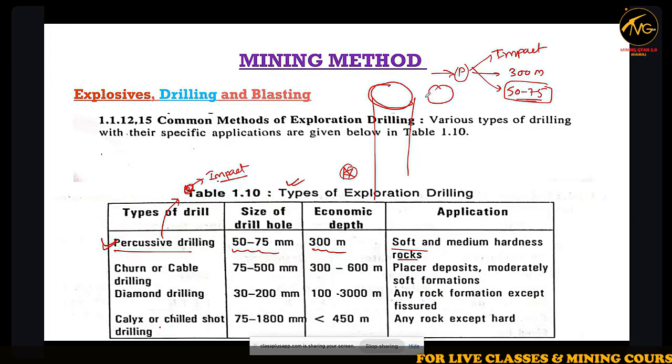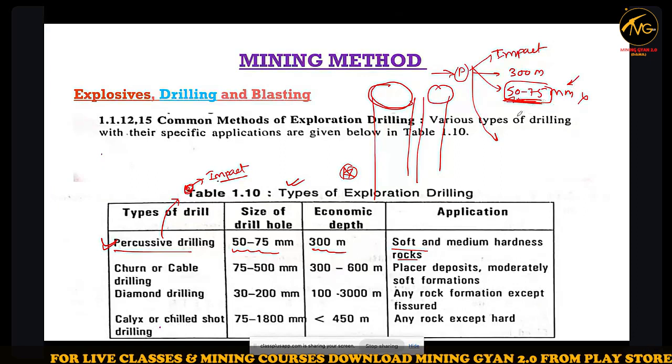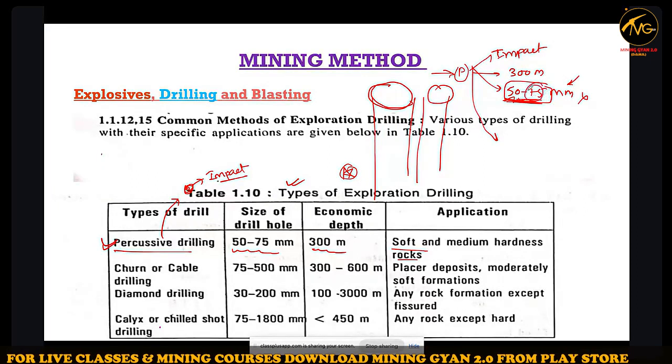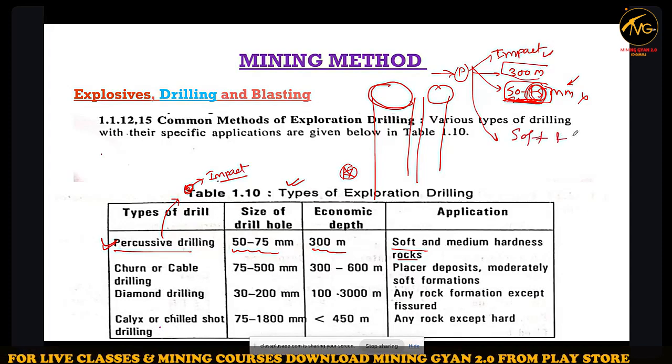So this is the diameter. And third, you may or may not remember this data, but you should know that it is the smallest. The maximum diameter of this is smaller than any other method. Economic depth and impact, and it is used for soft and medium rock, not for hard.